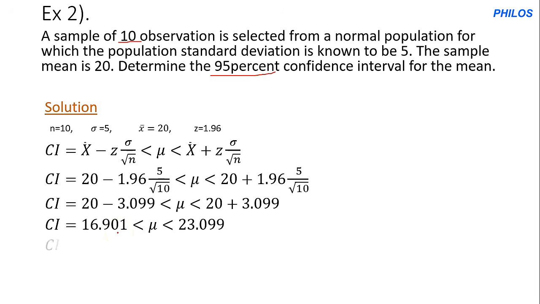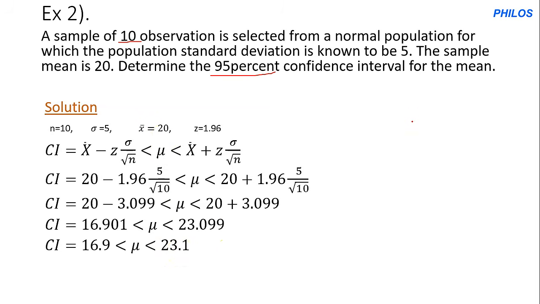So in 1 decimal place, the answer will be 16.9 and this one will be 23.1. Okay. Now take note of something. If you add the lower limit and the upper and then you divide it by 2, you get your mean back. Try it and see. 16.9 plus 23.1 divided by 2 will give you 20. You must get the mean back. Okay, so this is the final answer to this.